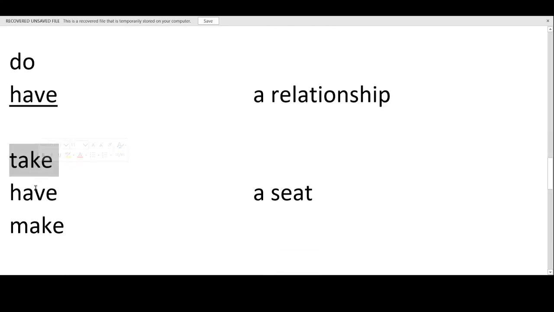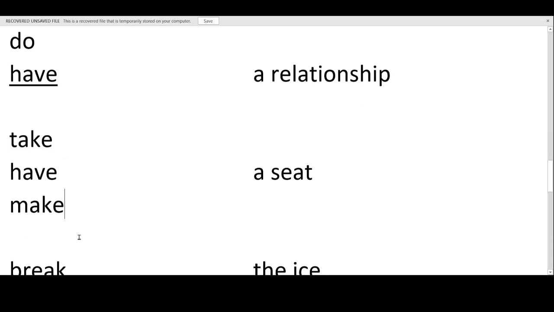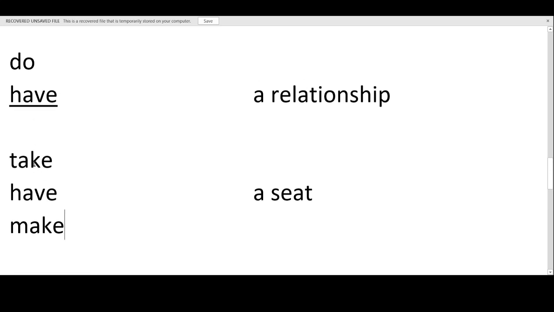And then we have take a seat, have a seat, and make a seat. Well, all three work. So, for example, if somebody comes into your office, you could say, please come in, take a seat. Or you could say, please come in, have a seat. Make a seat does make sense, but it's more like what a carpenter would do. I'll say, make a seat is lo que hace un carpintero.